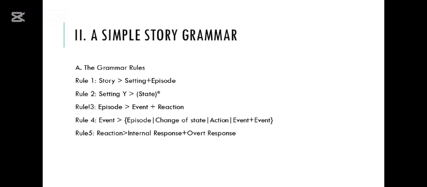So here we have a simple story grammar, and the grammar rules are depicted in the lesson. Rule number 1: the story is the setting plus the episode. Rule number 2: the setting is the state. Rule number 3: the episode is the event and the reaction. For rule number 4, we have the event, episode, change of state, action, event plus event. Lastly, rule number 5 is the reaction: internal response plus overt response.